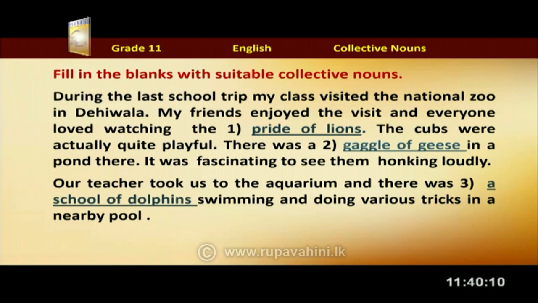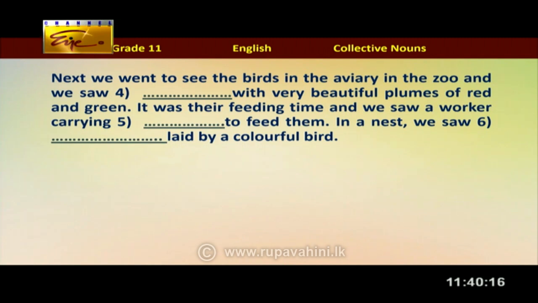Then we know it's the dolphin there, a school of dolphins. Next, we went to see the birds in the aviary in the zoo, and we saw birds with very beautiful plumes of red and green. It was their feeding time and we saw a worker carrying food to feed them. In a nest we saw eggs laid by a colorful bird.